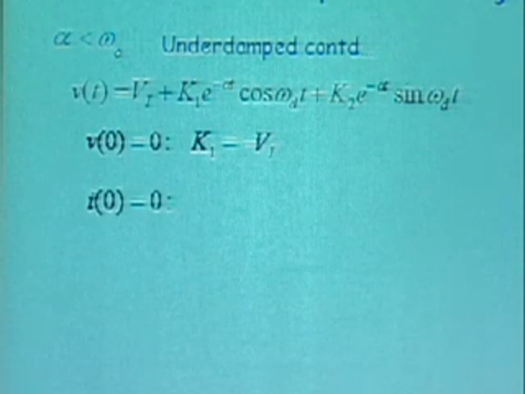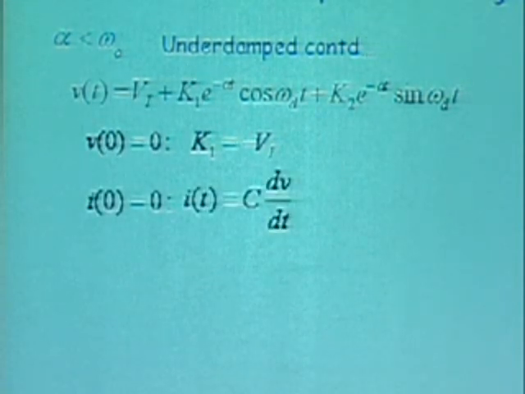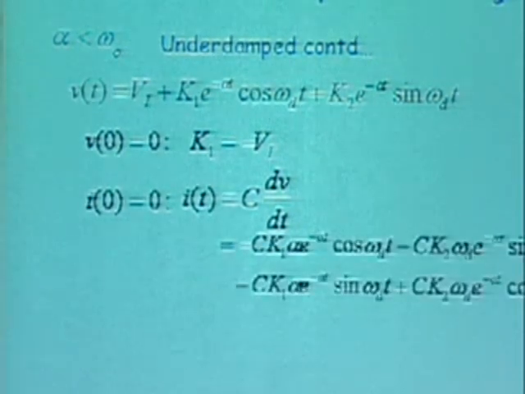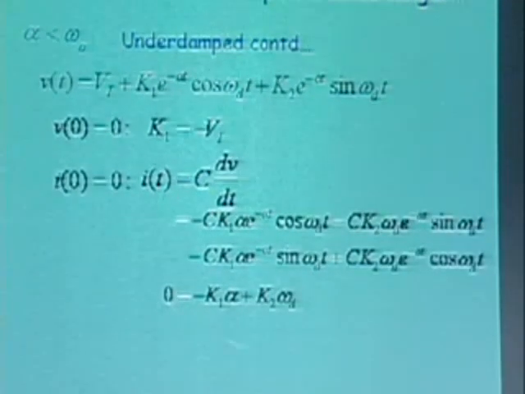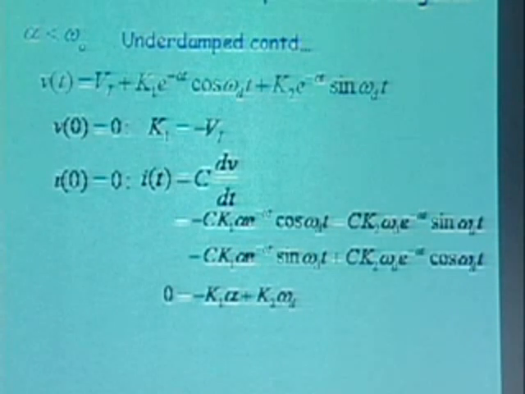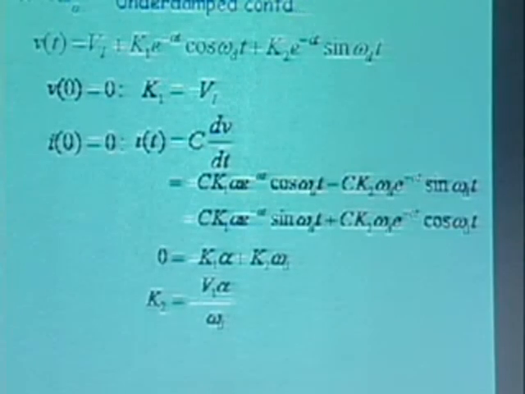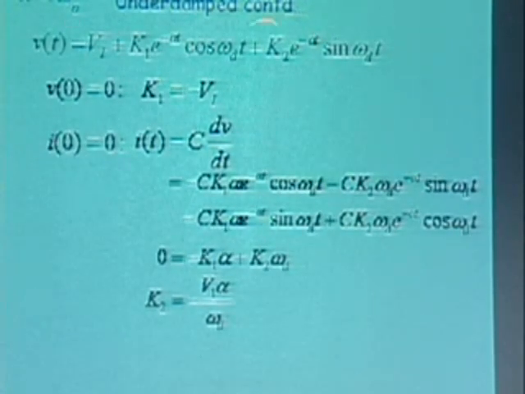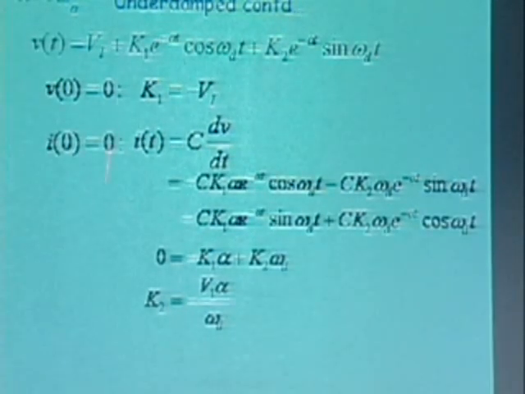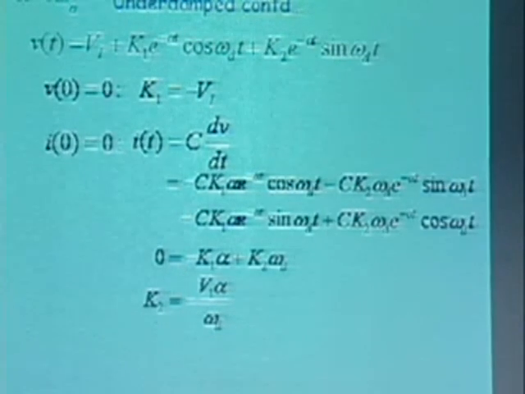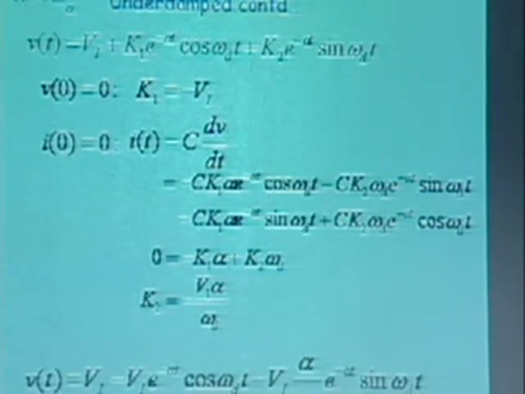Then I know that I0 is 0, and I is simply C dv dt. And I get this nasty expression. I substitute t equal to 0, and I get something that looks like this. I know what k1 is, and so therefore k2 is simply minus v1 alpha divided by omega naught. Okay, I've taken this expression where the unknowns k1 and k2 are to be found. I set the initial conditions down at t equal to 0, and I get k1 and k2 as follows, which gives me the following solution. So this is the solution I get, where I don't have any unknowns anymore.